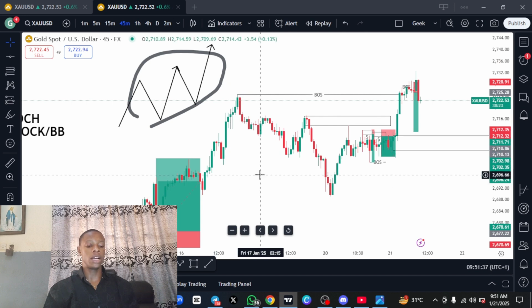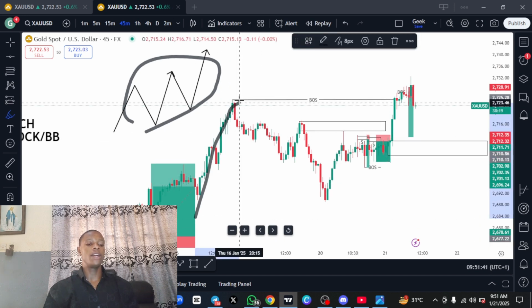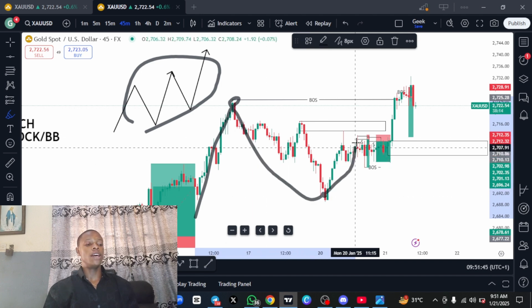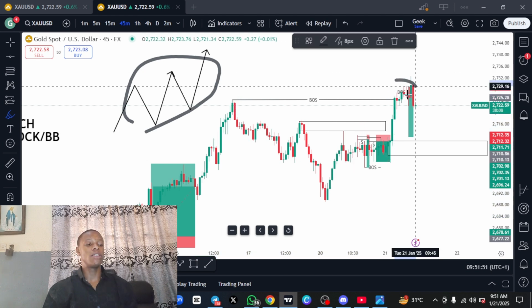All right, now take a look at it. The price now came up to this point, created this very high right here. Then it came down to this point. Now it went above that very high. It broke past that very high, a break of structure. What happened? It went higher. The price now is higher.